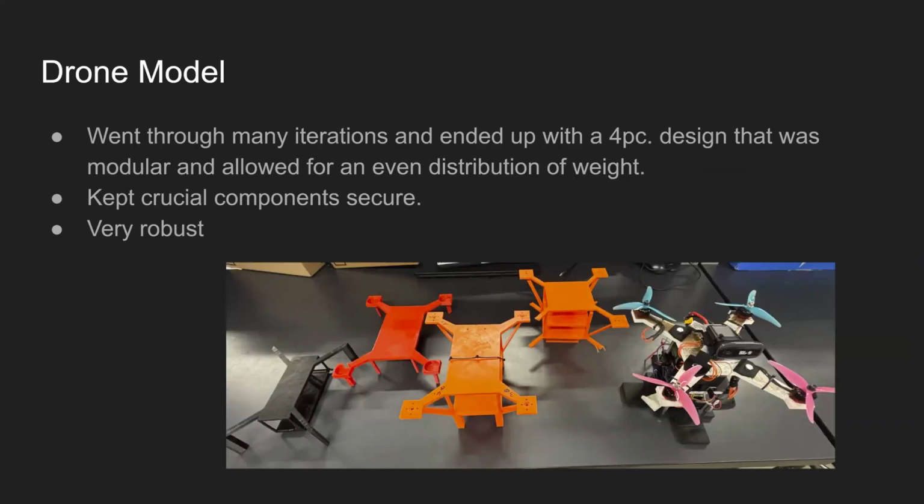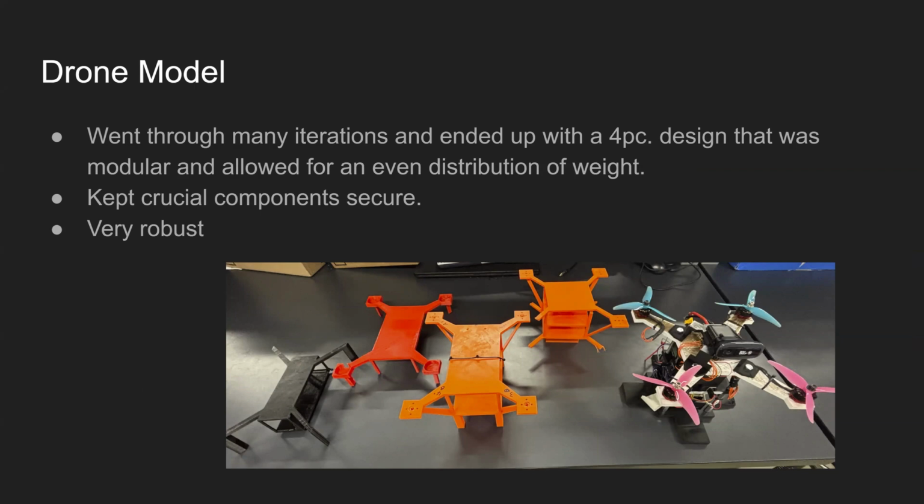So throughout the course of our project, we went through many different iterations of a drone model, as you can see in the picture from left to right. We ended with a 4-piece design that was modular and allowed for even distribution of weight. It kept the crucial components secure, and the final design was very robust.